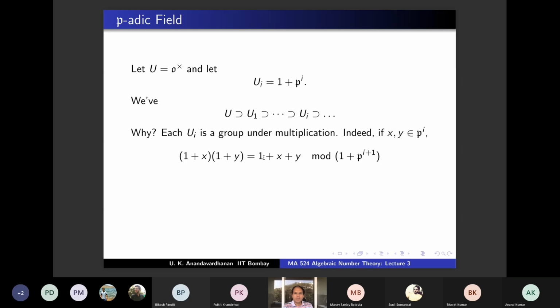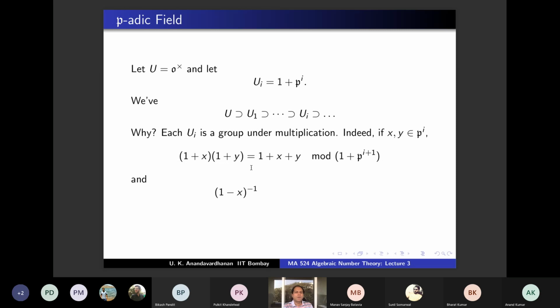But this is in 1 plus p power i, no? x is in p power i, y is in p power i, so x plus y is in p power i. It's an additive group, so it is in 1 plus p power i. So the product is there. So it's closed under multiplication, and if you take an element in 1 plus p power i, you can write it as 1 minus x.